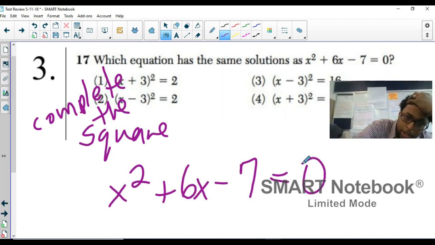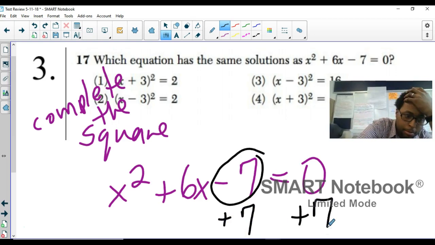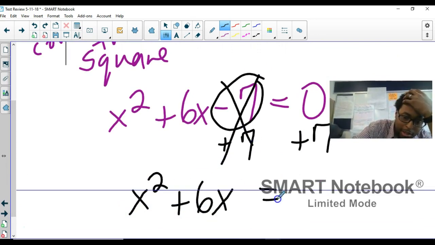This is the only equation where you do not have to make it equal to 0. So I'm going to take the 7, since it's minus 7. I'm going to move it to the other side by adding 7. Whatever you do to one side, you have to do it to the other side. Please remember that rule. So now I have x squared plus 6x. That cancels out. Equals 7.